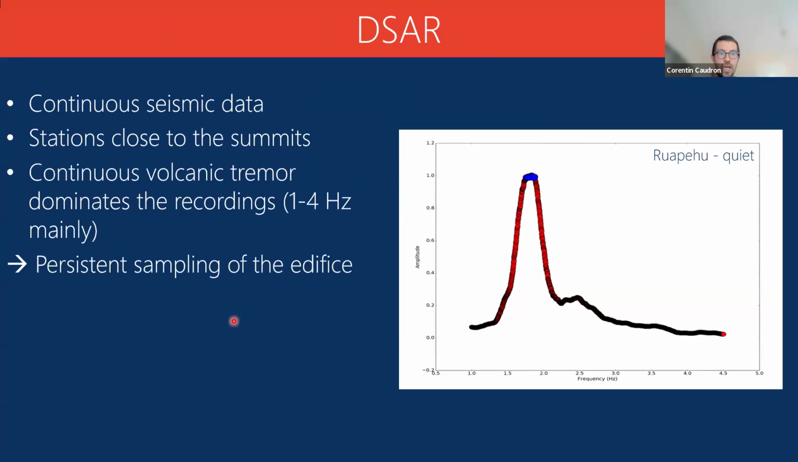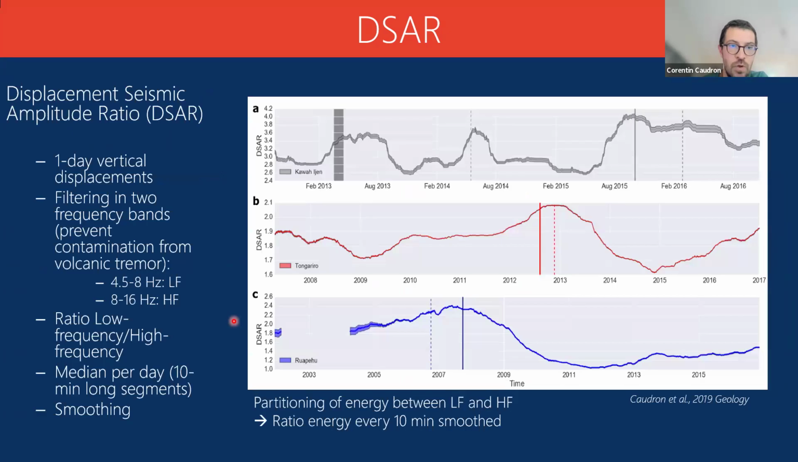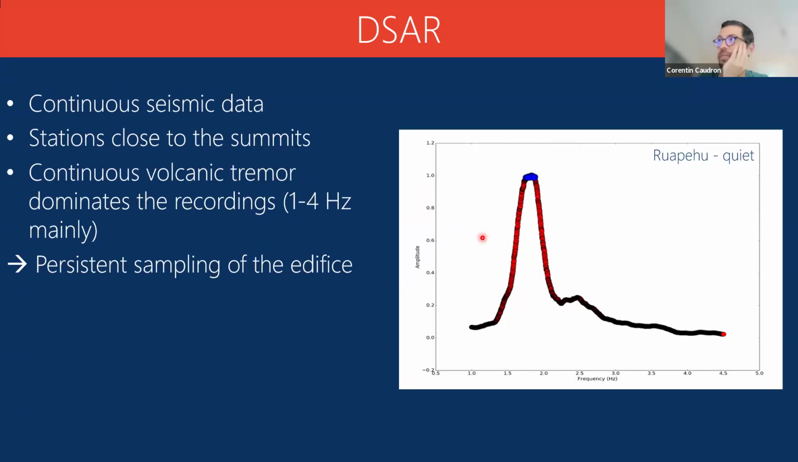Okay, I'm going to finish this seminar with another technique we've developed over the years, which again relies on continuous seismic data. Again, you need a station close to the summit. And you need continuous volcanic tremor, which is often found on volcanoes which exhibit very large hydrothermal systems. So the fluid movement, the gas and the water will circulate, will convect, and they will create lots of vibrations, which you can capture at the surface if you have a good seismometer.